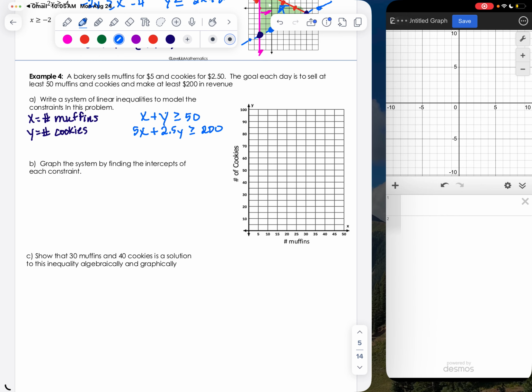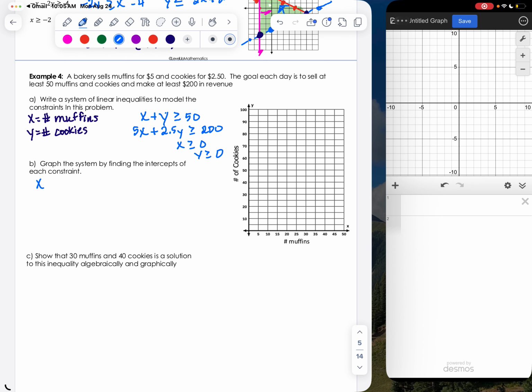Now we have a couple more constraints here because the number of muffins must be positive. So that would be x is greater than or equal to 0. And the number of cookies, so y must be greater than or equal to 0. All right. Part B, graph the system by finding the intercepts of each constraint. Now here's what that means.